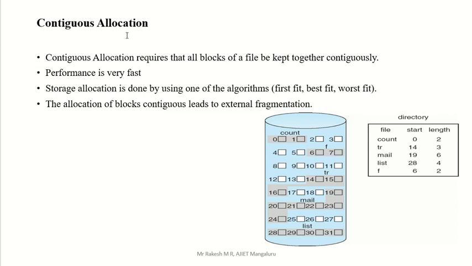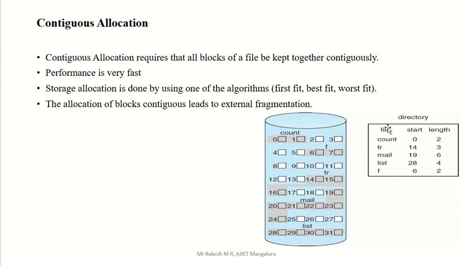First one is contiguous allocation. What do you mean by contiguous allocation? Here, contiguous allocation requires that all blocks of the file be kept together contiguously. I will explain with an example. See, this is your secondary memory. It contains a lot of blocks. We are dividing that secondary memory into blocks for storing your files. So here we have 0 to 30, and 32 blocks are there. We divided the secondary memory into 32 blocks.